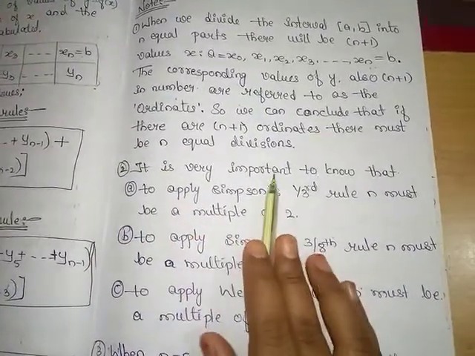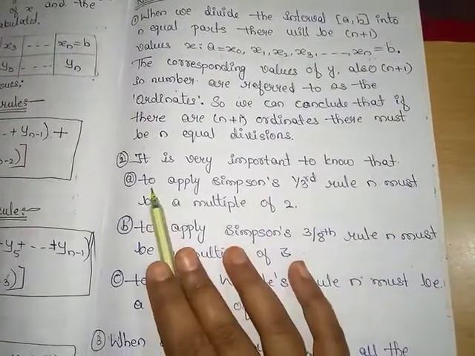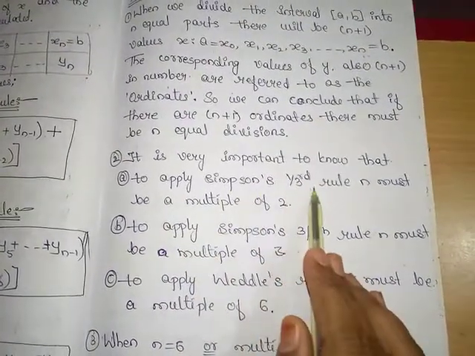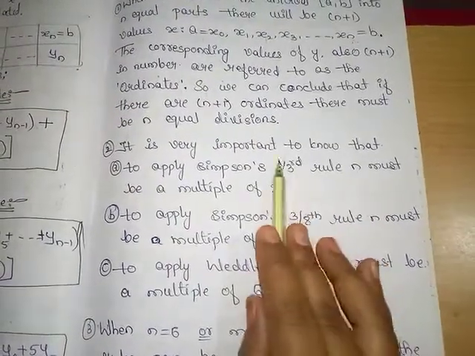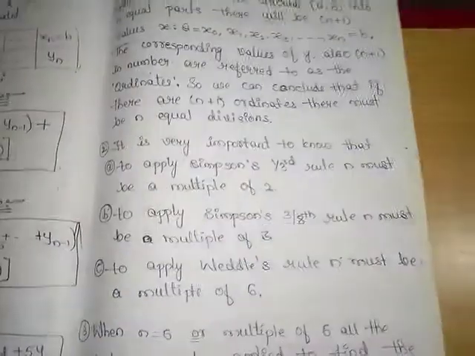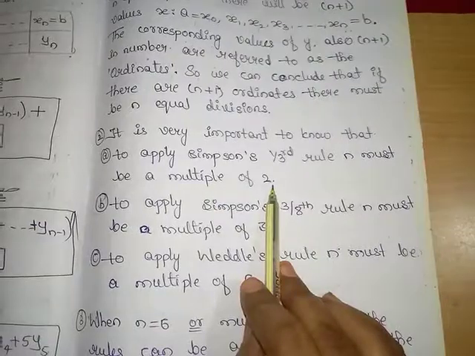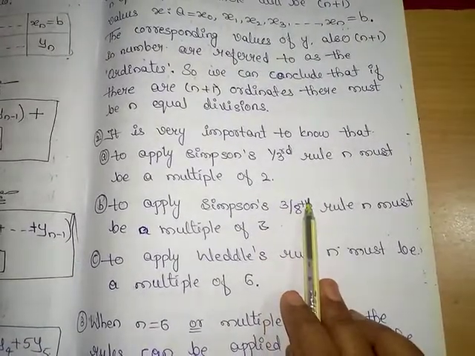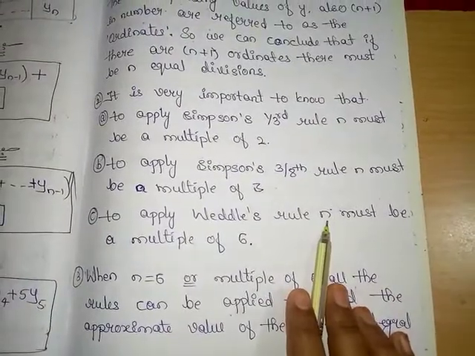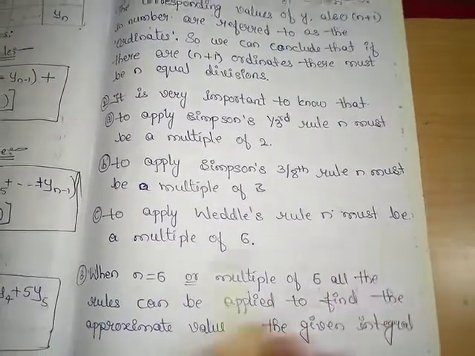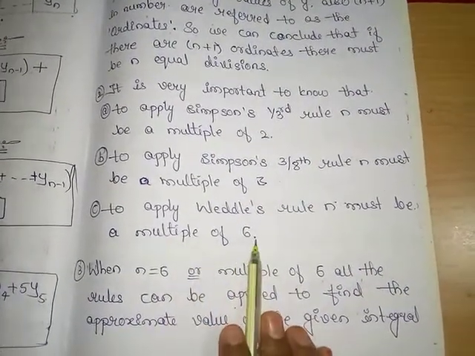It is very important to know that first, to apply Simpson's 1/3 rule, n must be a multiple of 2. To apply Simpson's 1/3 rule, our n should be what? Multiple of 2. And to apply the 3/8 rule, our n should be a multiple of 3. And to apply Weddle's rule, n must be a multiple of 6.